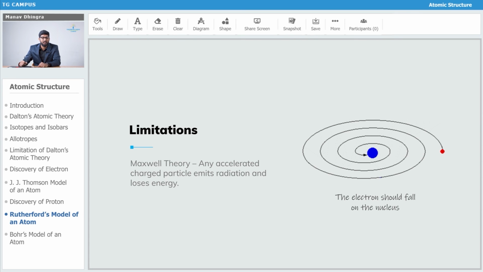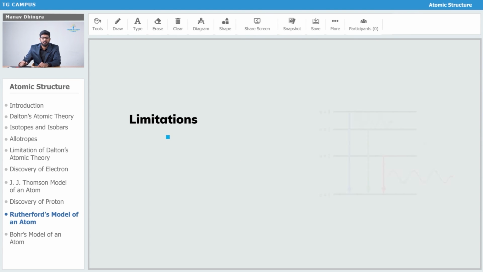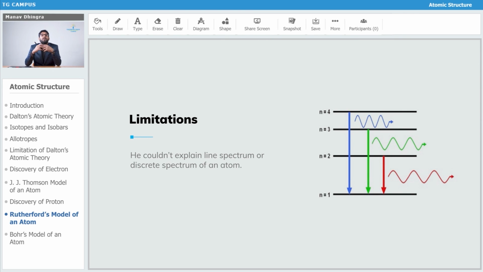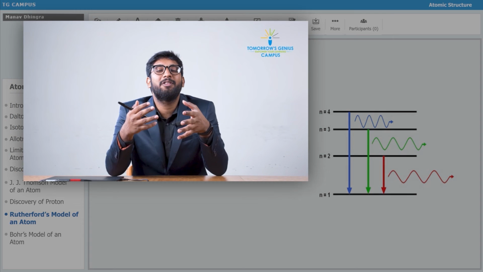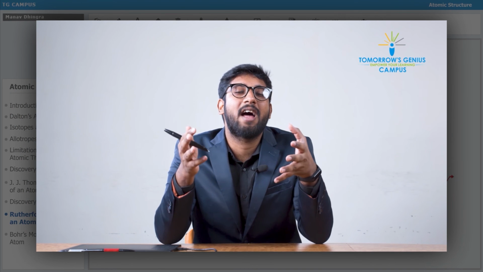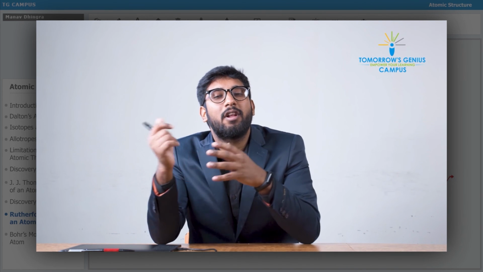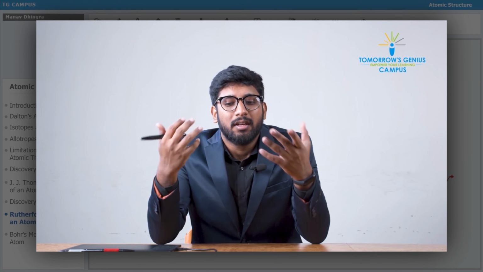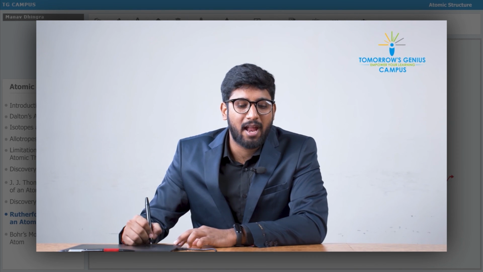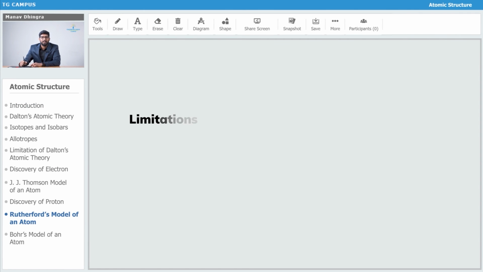The next limitation was that he could not explain the discrete spectrum of the atom. Every atom has a discrete spectrum. We will be studying this thoroughly in the Bohr's model of an atom. So these were the few things that Rutherford's model of an atom was not able to explain. That is why the Bohr model came into reality. So we'll talk about the Bohr model of an atom in the next part.